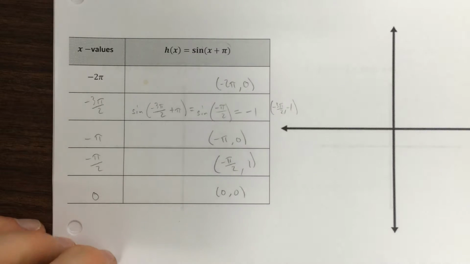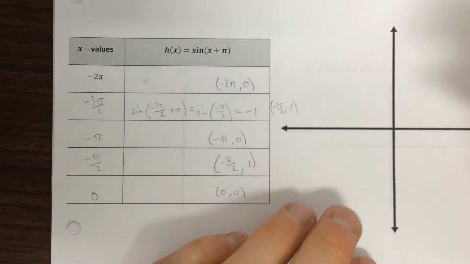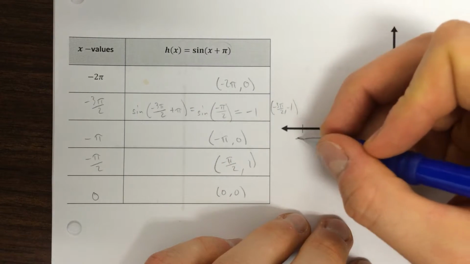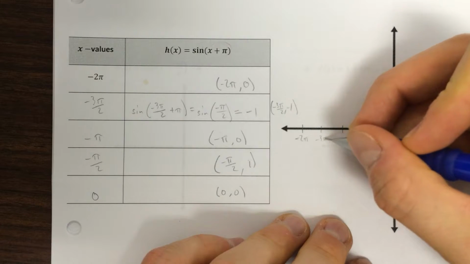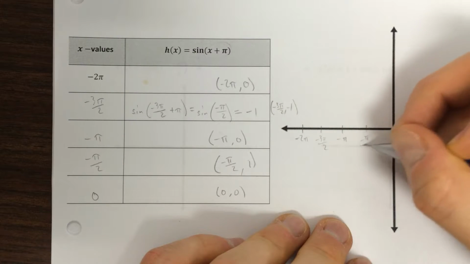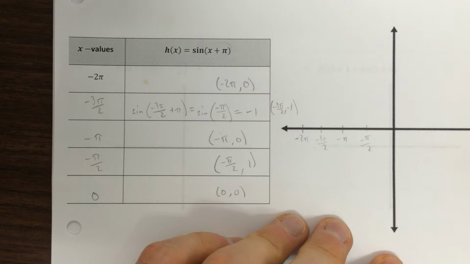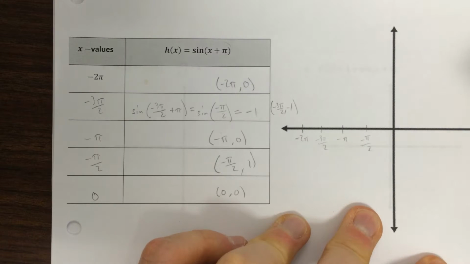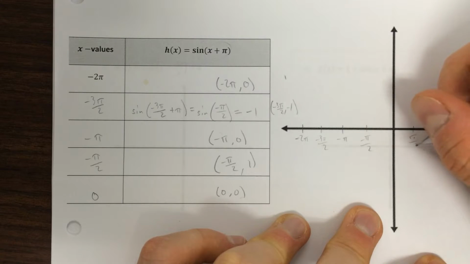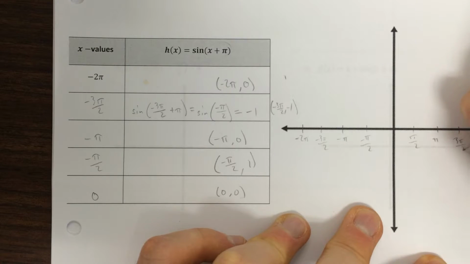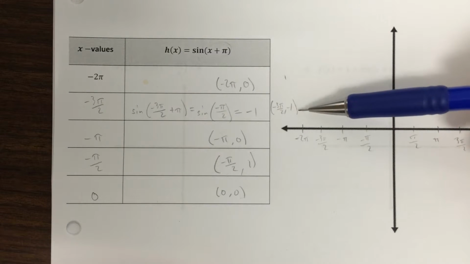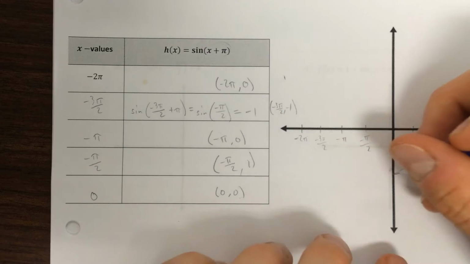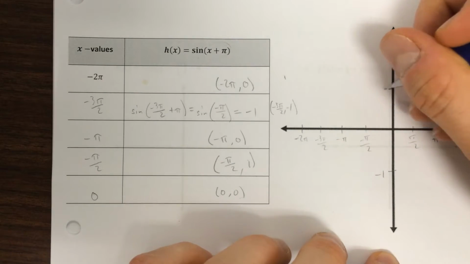Okay. So similar thing as we did on the last one. Just so I can keep that point there, negative 2 pi, negative pi, 3 pi over 2. I'll keep the scale the same. So then we scale our axes. If you look here, our lowest point is negative 1 and our highest point is 1. So I'm just going to keep negative 1 and 1.